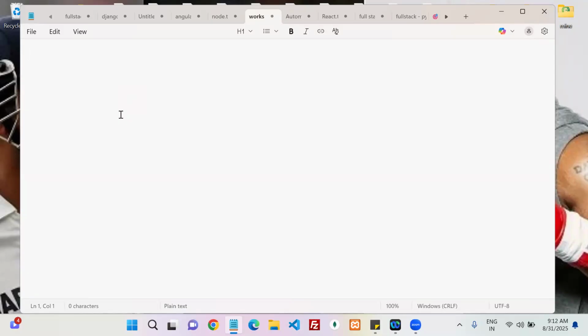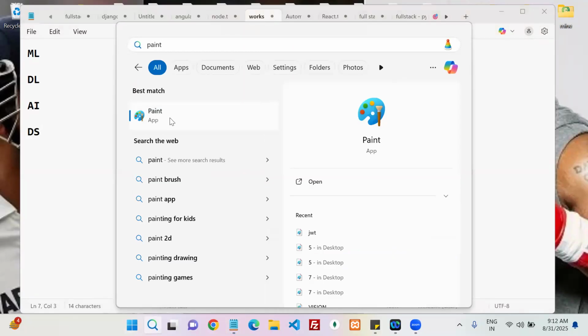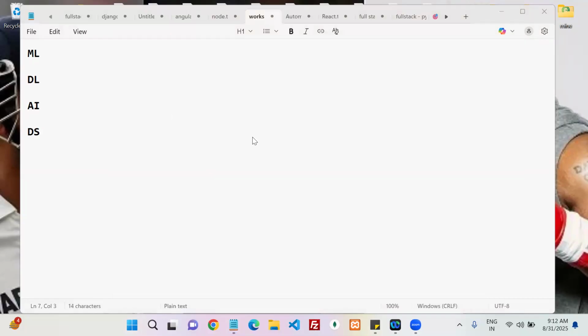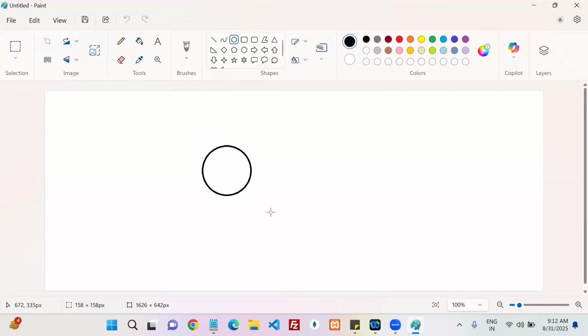Last session we discussed the terminology: ML, machine learning. The next one is DL, deep learning. The next one is AI. The next one is DS, data science. So if you see these definitions, let's start with the frequently used terminology, ML, machine learning.